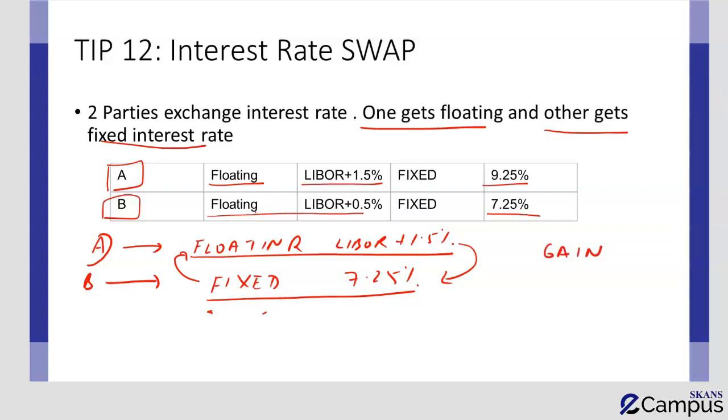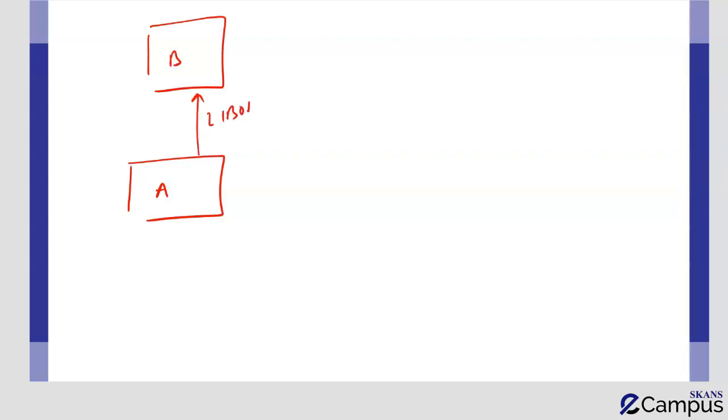That is what's happening. So let me show it in a picture, so that it's much easier for you to understand. So this is A. He goes to the bank and gets a loan of LIBOR plus 1.5%. So each year A has to give the bank LIBOR plus 1.5%.